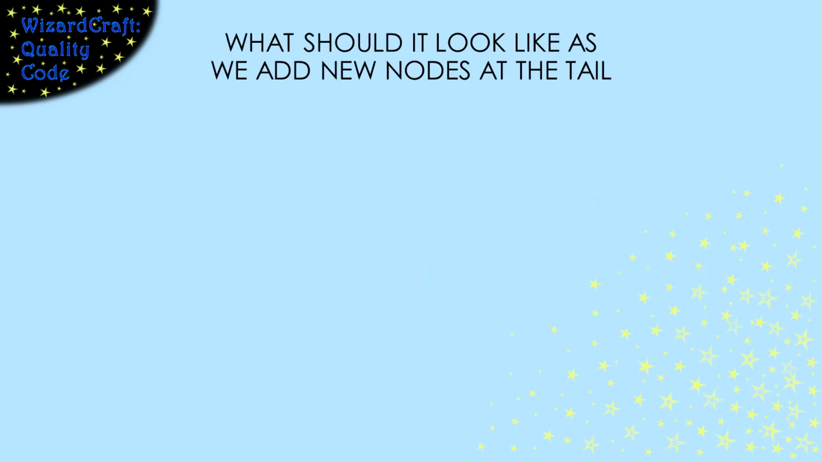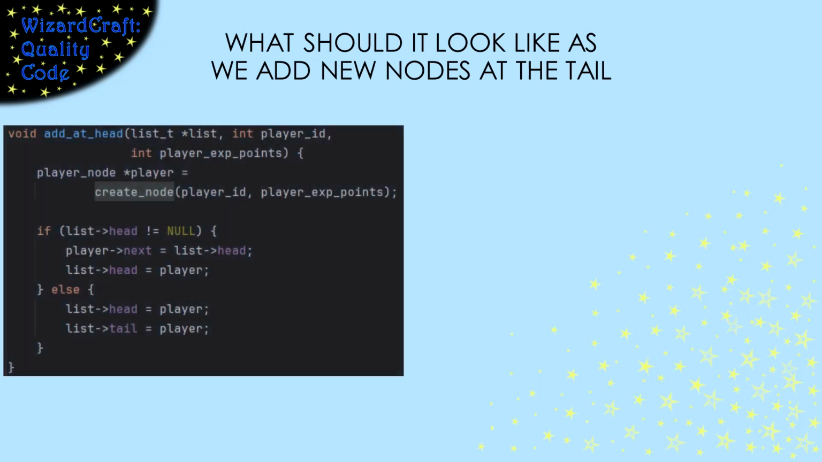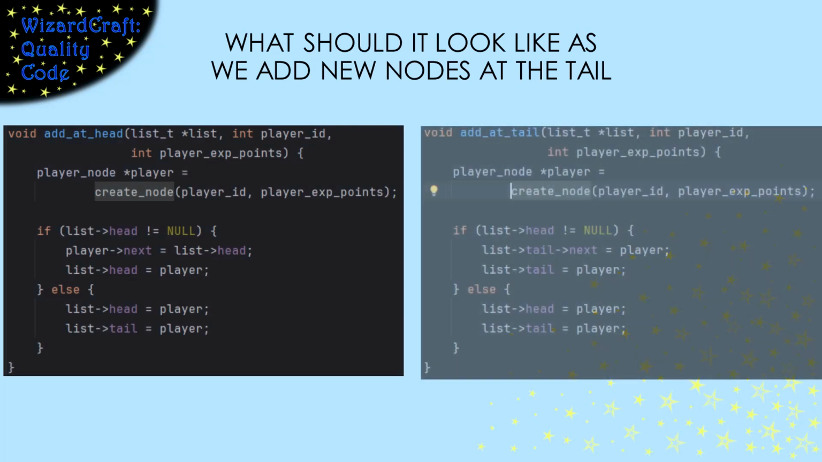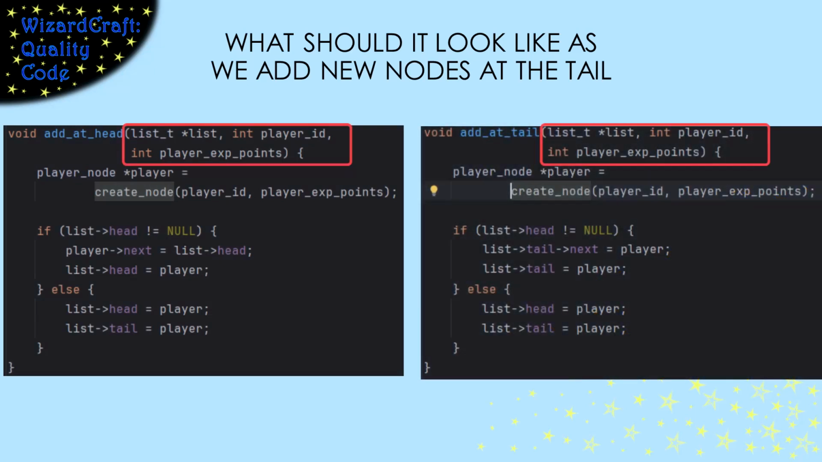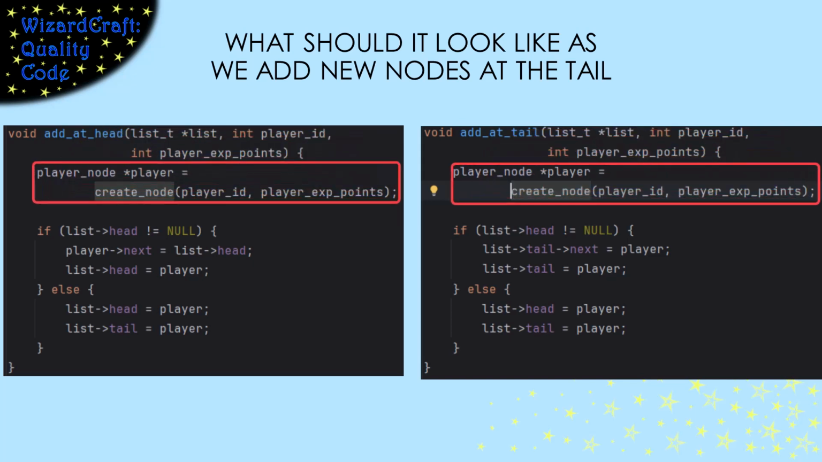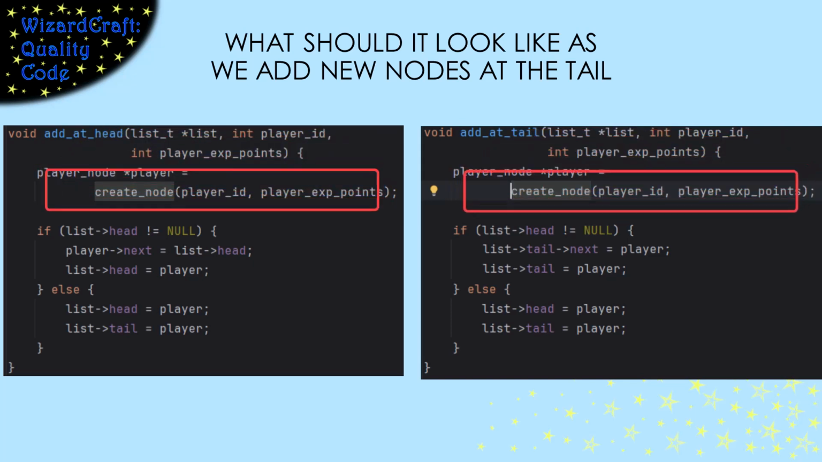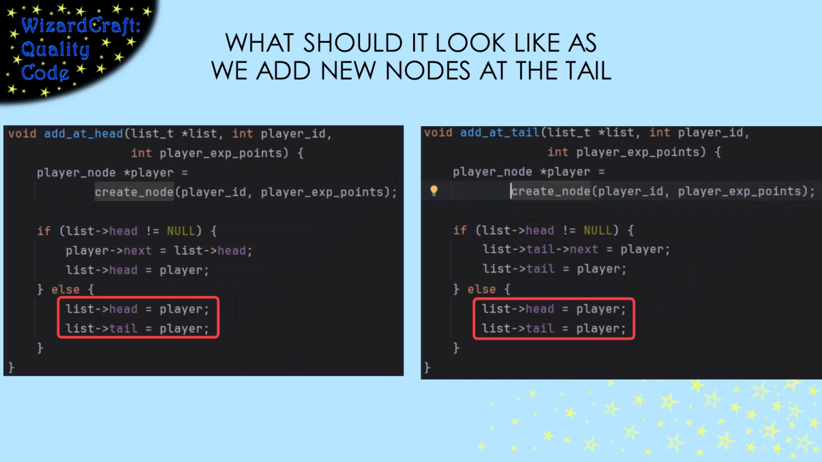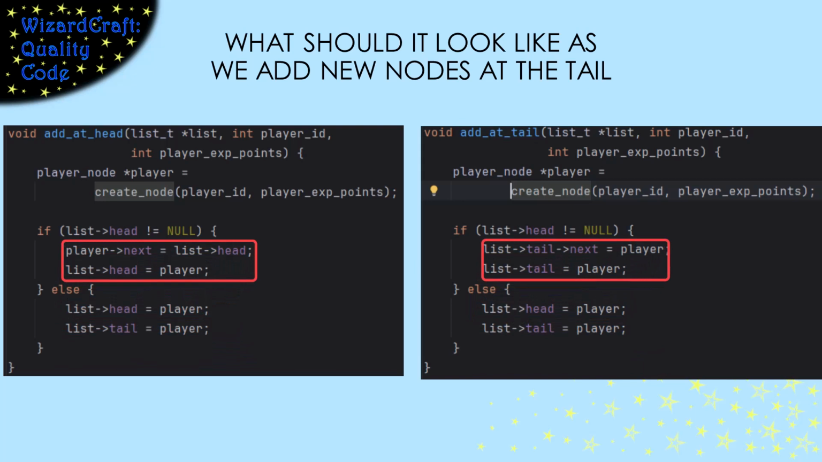The next function we want to look at is add at tail. Instead of adding the new node to the front of the list, this should add it to the end of the list. This time, let's look at the code first. Here's the code for add at head so that we can compare the code for add at tail. Their parameters are exactly the same. They both create a new node the same way. And when the list is empty, they both do the same thing. The only thing that is different is these two lines of code that encode how we attach a new node when the list isn't empty.